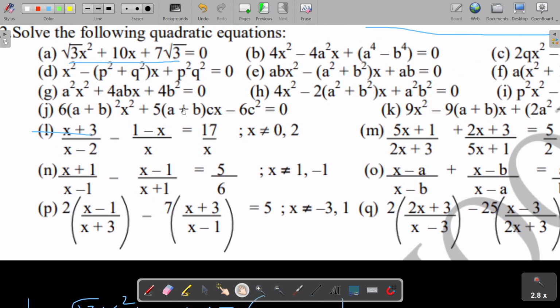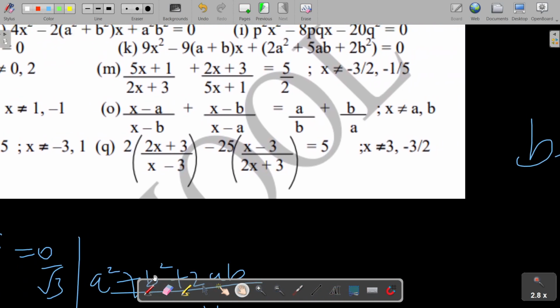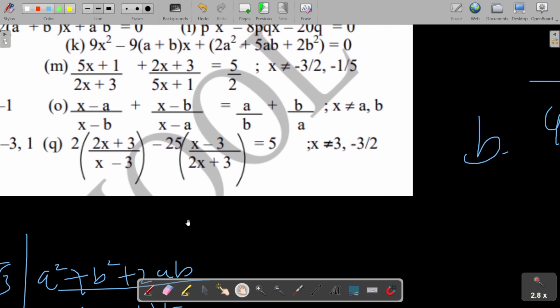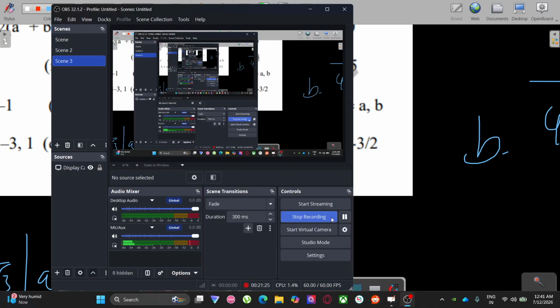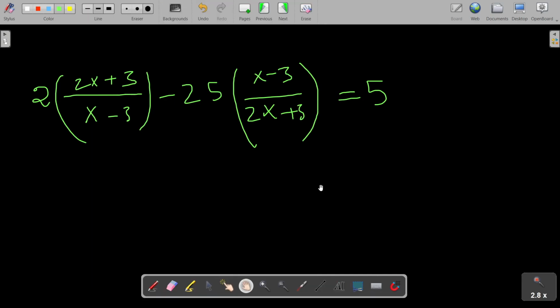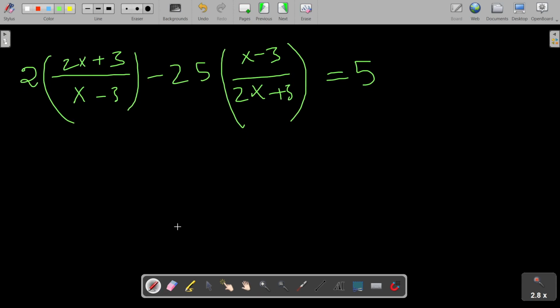So let me take a kind of complex problem. Let's take problem number q, and after that I will take problem number 4. Problem number q, let me write it in another. So I have written down the problem. This is a very good problem. This includes a lot of calculation, and we can learn many things with this problem.